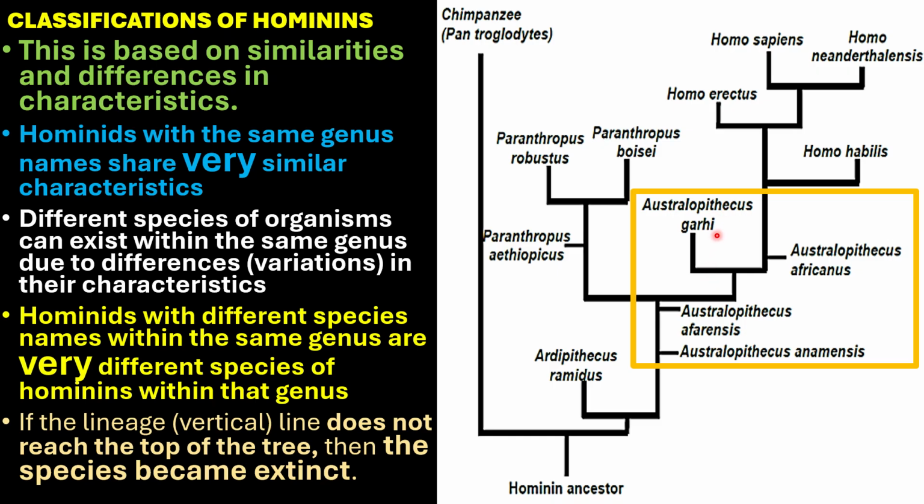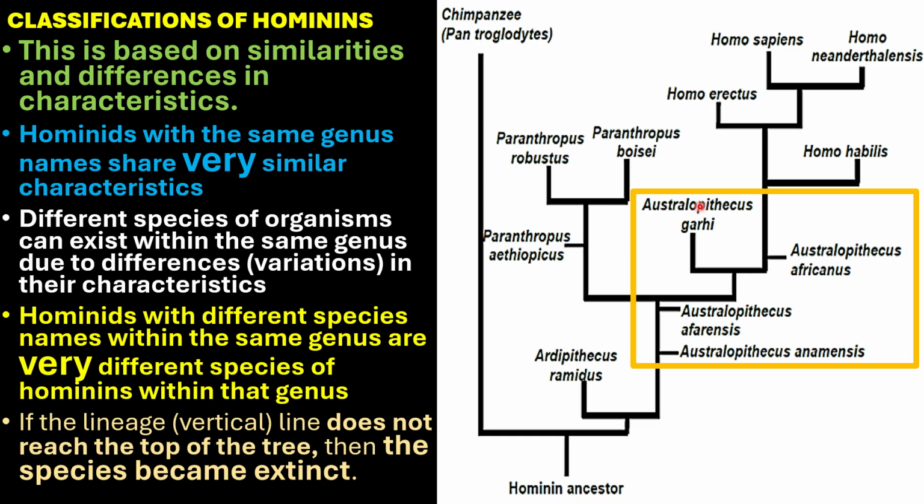But if you check again, their second names are not the same. Only their first names are the same. If their second names are different, it means they are different species, because the second name represents the species name. So check here: hominids with different species names within the same genus are different species of hominids within the genus. So this is one genus.